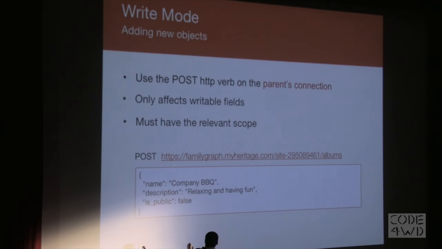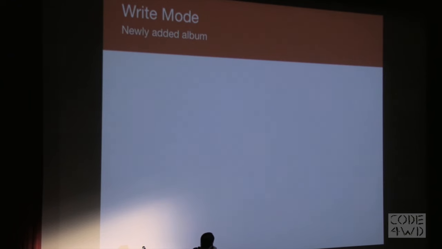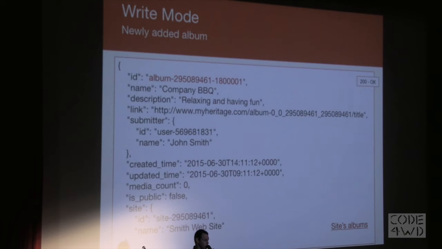Each one of these fields has to be writable in terms of the scopes that we mentioned before, where each field can be either read-only or writable. And as a response, we'll get the new object that was just created in the system. Some of these properties will be set automatically by the system, and some of the properties were set by the caller itself.